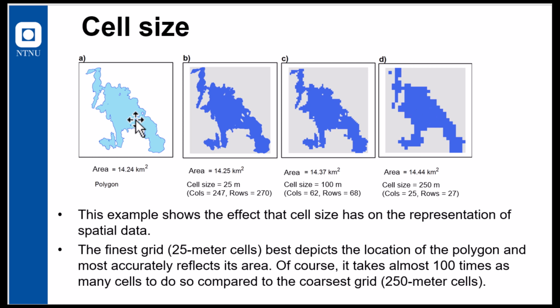There are some islands which are not visible at the coarser resolution, and also the area becomes more and more inaccurate. So the finest grid, the 25 meter cells, best depicts the location of the polygon and most accurately reflects its area. And it takes almost 100 times as many cells to do so compared to the coarsest grid. In the early days of GIS, of course, resolution and data storage was a big problem, but nowadays having data sets with gigabytes is of less concern.